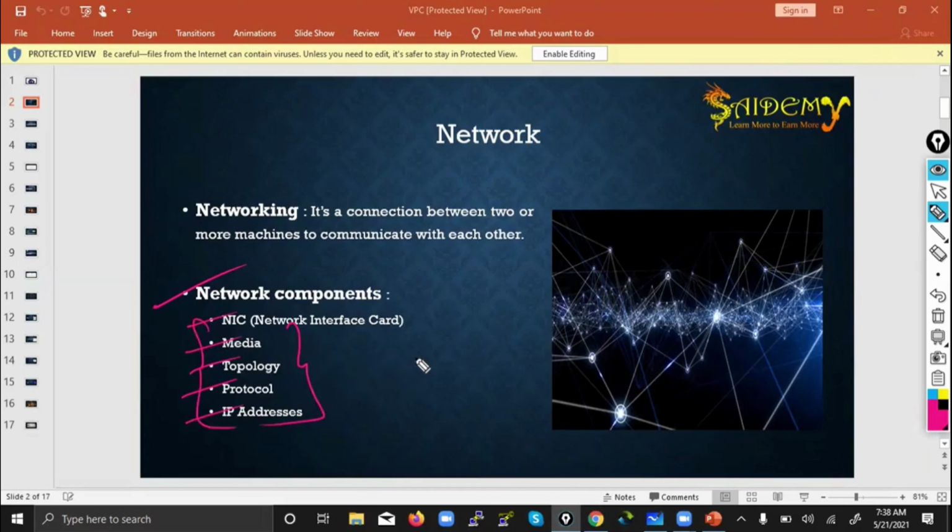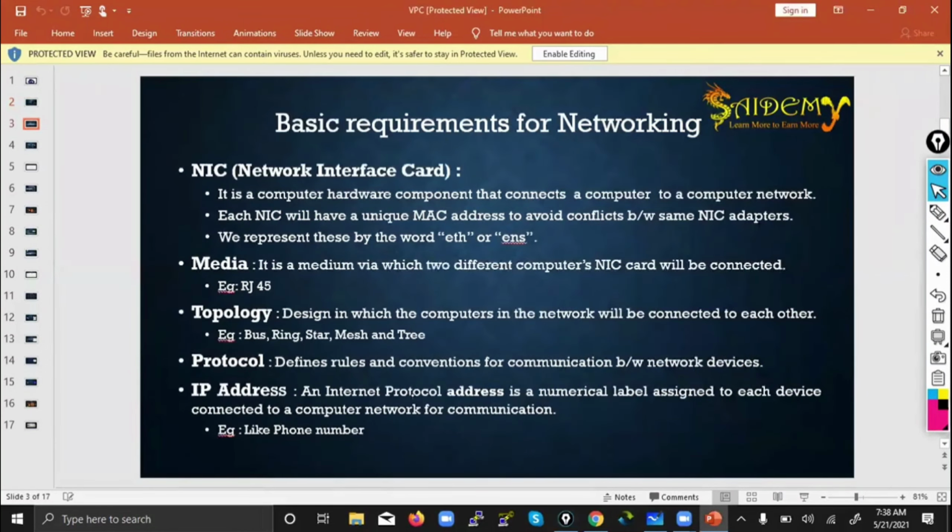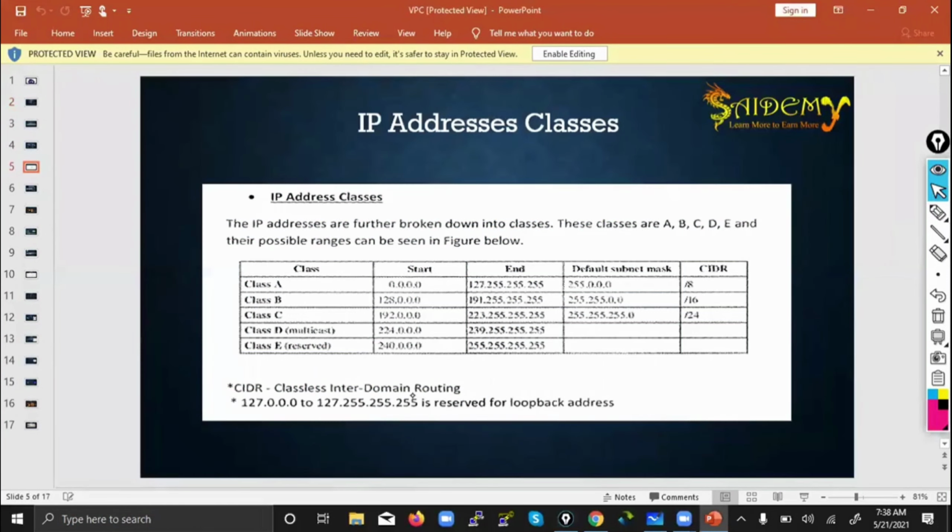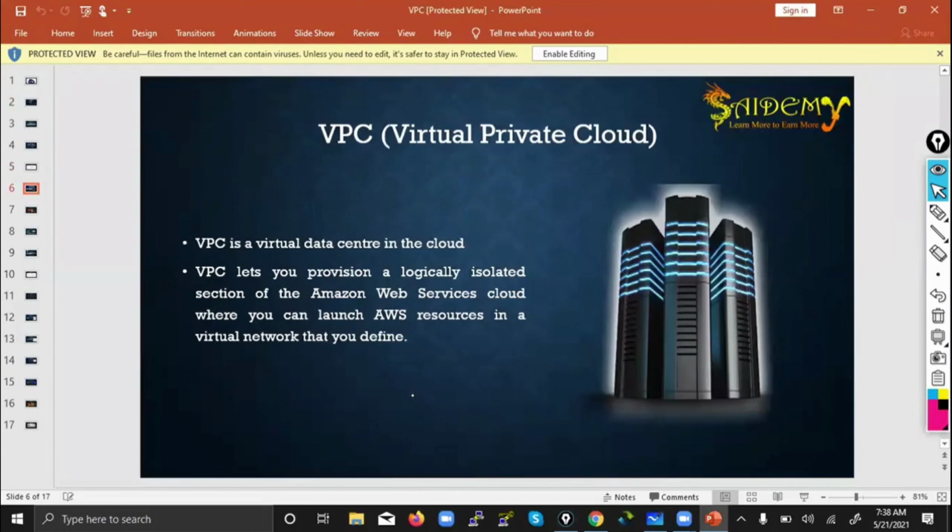Have we discussed this theory? Yes, sir. So these are the basics of networking actually. So this is all we have discussed here.